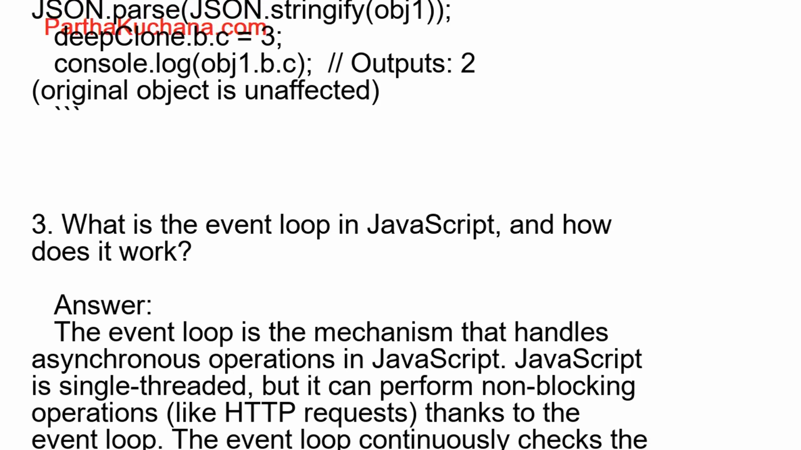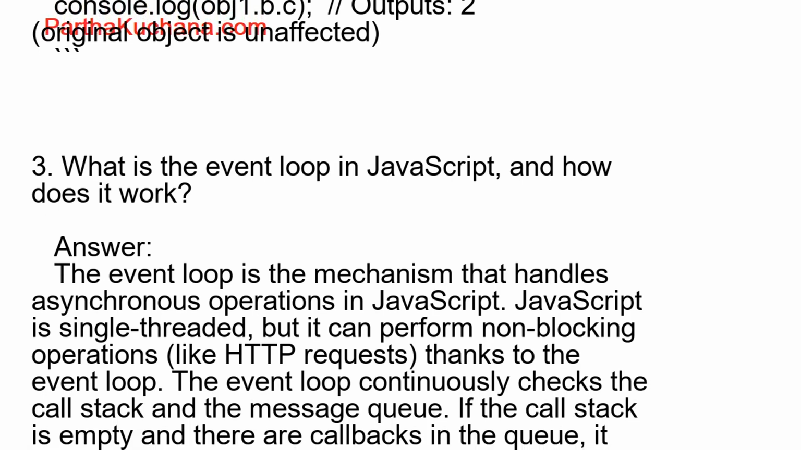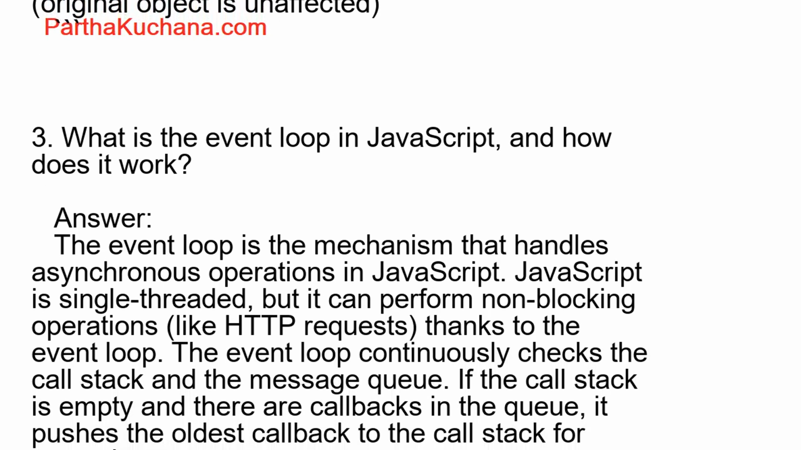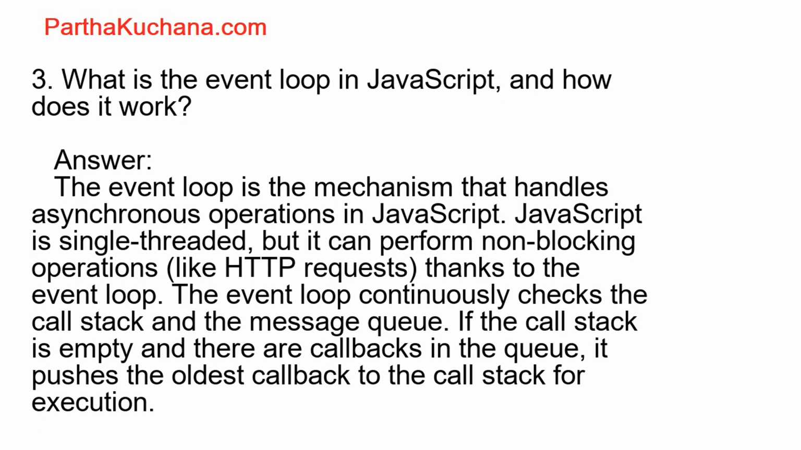The event loop continuously checks the call stack and the message queue. If the call stack is empty and there are callbacks in the queue, it pushes the oldest callback to the call stack for execution.